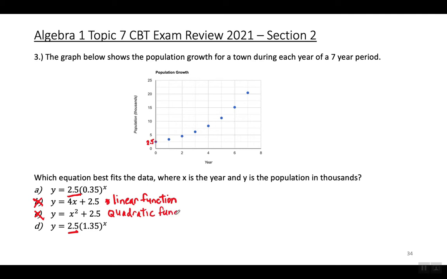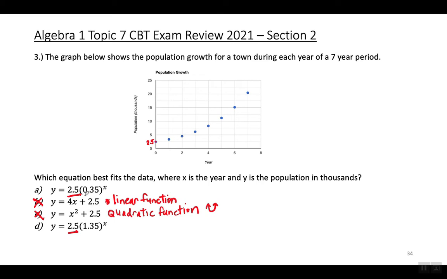You haven't learned that yet, but that's in the shape of a U, like Mr. U. A quadratic function, the graph of it is a U. Anyways, it's neither of those. And by the way, the exam has wrong answers that look like that, so it's helpful to know that. So it's between these two.